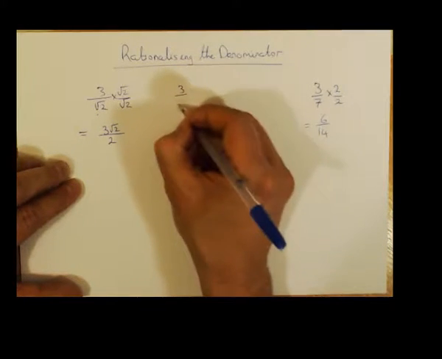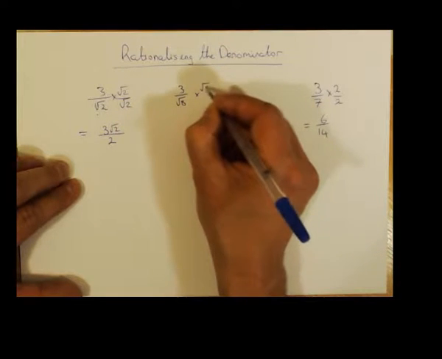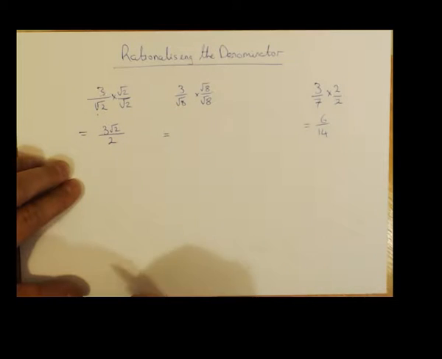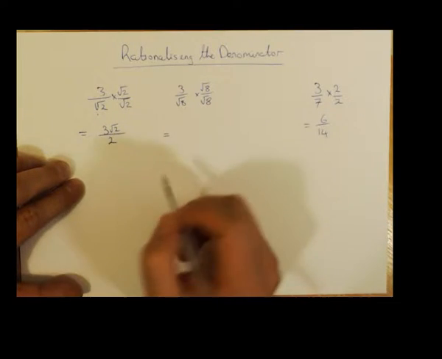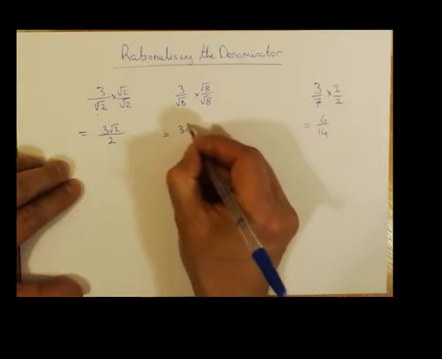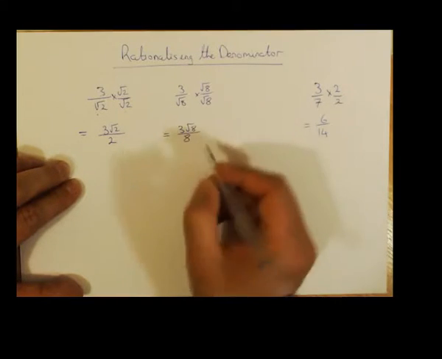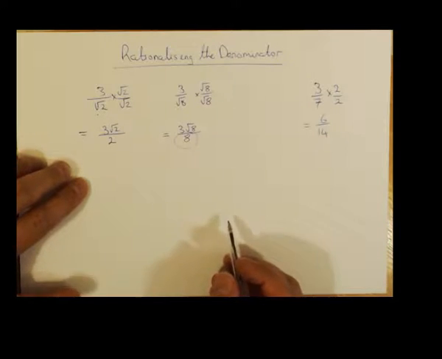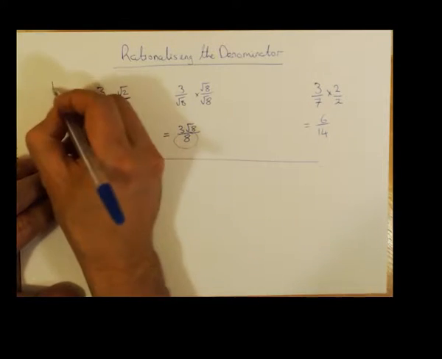Similarly, 3 over root 8, we just multiply by root 8 over root 8. You know from before that you could play around with this a little bit, but let's just directly rationalize it. On the top we have 3 root 8, and then on the bottom we have 8. So it's a simpler fraction, it's easier to deal with. As I said, that's the first part of it.